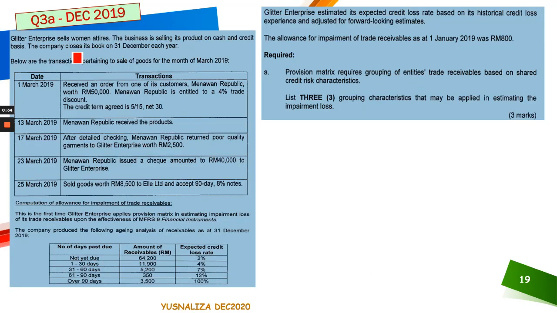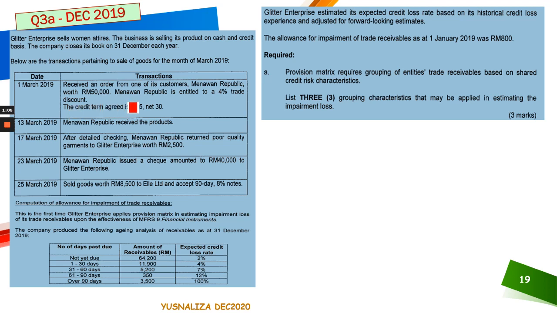Okay, this is the question. Vita Enterprise sells women attire. The business is selling its product on cash and credit basis. The company closes its books on 31st of December each year. Below are the transactions pertaining to sale of goods for the month of March 2019. On 1st of March, the order was received from one customer called Menawan Republic, and Menawan Republic is entitled to a 4% discount.